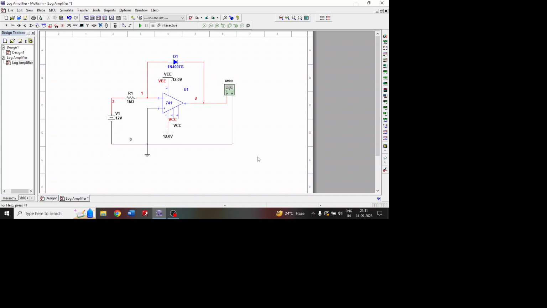I did not want to waste any time, so I have directly taken the circuit of the log amplifier. I have already constructed the circuit, where I am using an inverting amplifier using an op-amp. I am using a 741 op-amp in inverting mode where R1 is taken as 1 kilo ohm. In place of the feedback resistance RF, I am taking a diode.